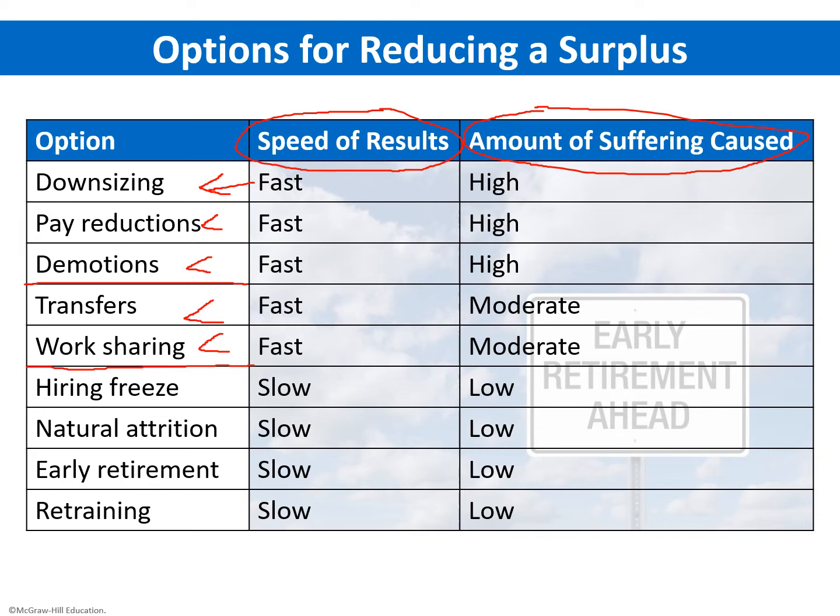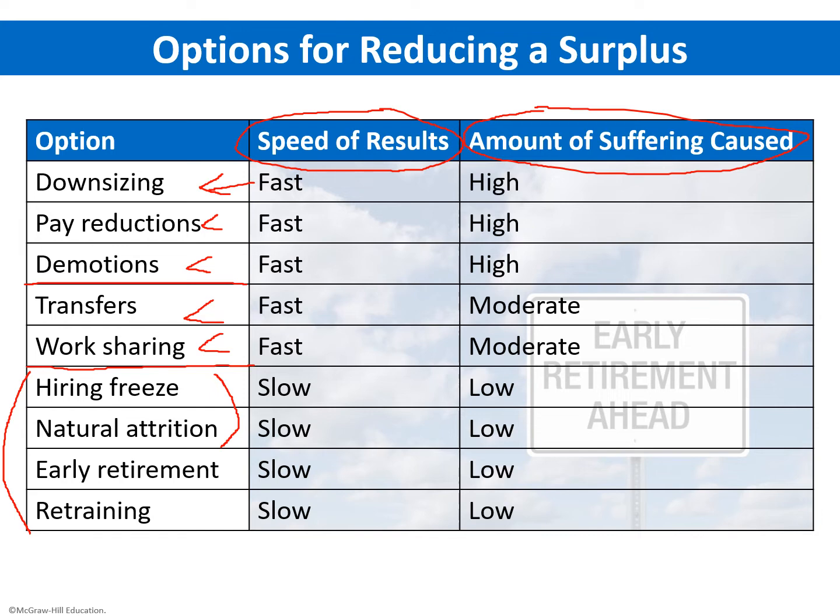Okay. Now, finally, if we have more time, if we forecast it out a little bit further, then we can really reduce the impact on our employees, and we can use one of these four strategies here. We have hiring freezes, natural attrition, early retirement, and retraining. Now, hiring freezes and natural attrition are really related here, because what we're looking at is we're recognizing that employees are going to leave the organization naturally. Okay, this happens all the time at just about every organization. And what we're saying we're going to do is as people leave the organization, we're not necessarily going to replace them.